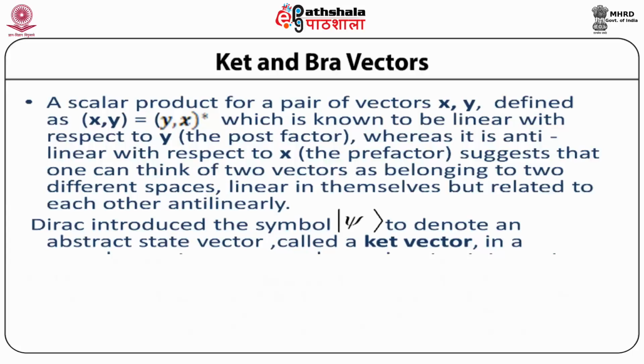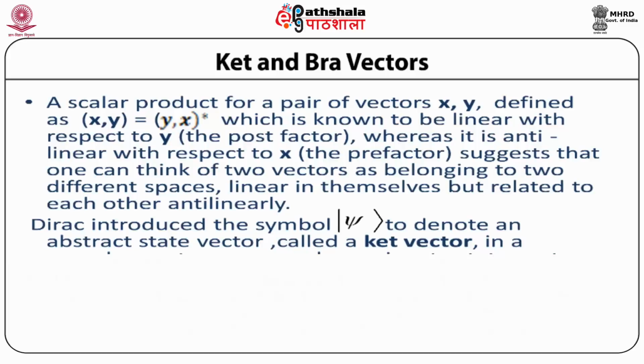Now Dirac introduced the symbol psi ket. The symbol that is given over here is called the ket, and psi ket is basically a ket vector to denote an abstract state vector in a complex vector space.